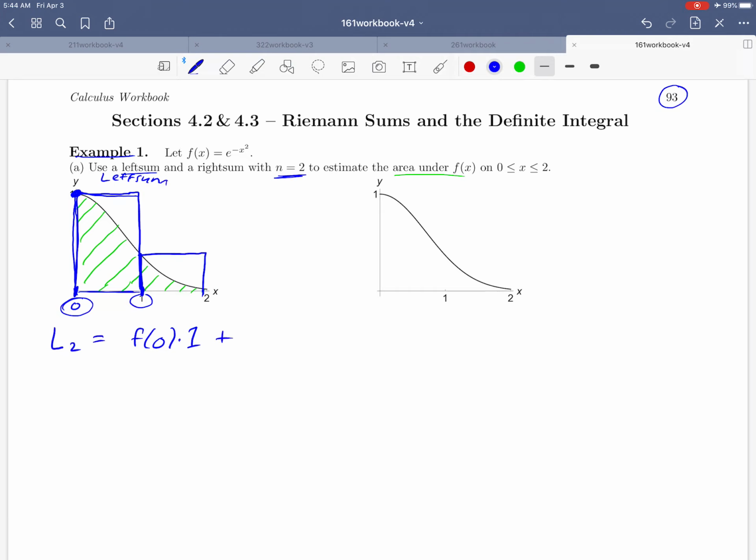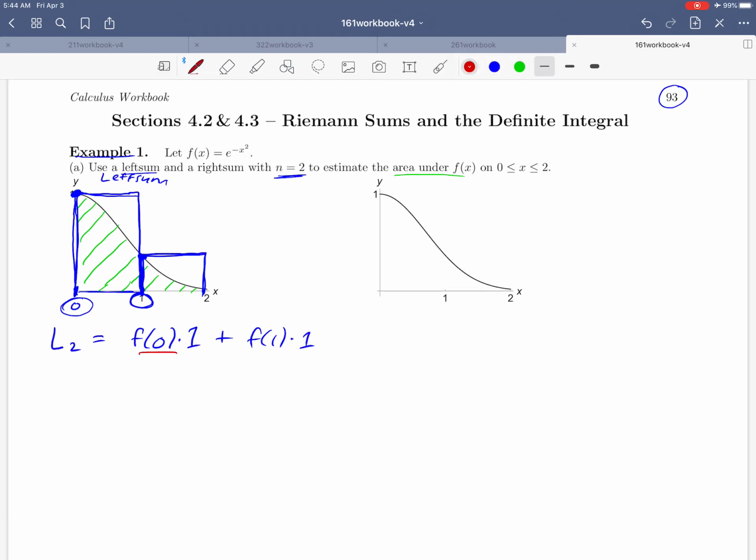Okay, moving over to the second rectangle here. How do we get its height? Well, we're going to plug in its left-hand endpoint of 1 and multiply it by its width, which is 1. Okay, so that's what we need to calculate, f of 0 times 1 plus f of 1 times 1.